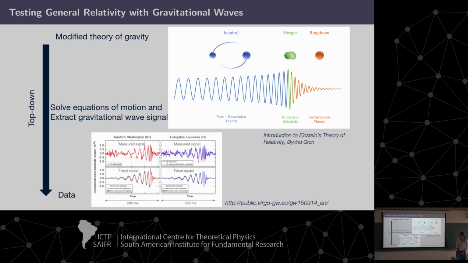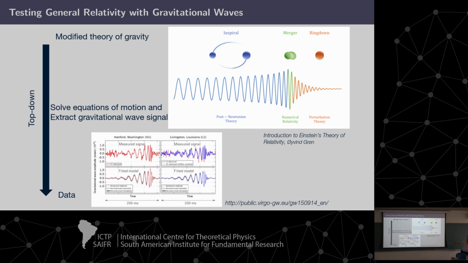Yes, ideally you would have a template bank for one particular beyond-GR theory, and then you would do this for every beyond-GR theory. Like you said, it's a daunting task. And I think that's one of the reasons why people have not been using this way to test GR, and I'll be talking about this.